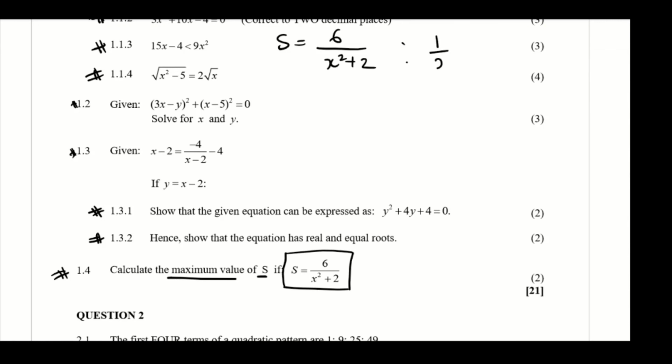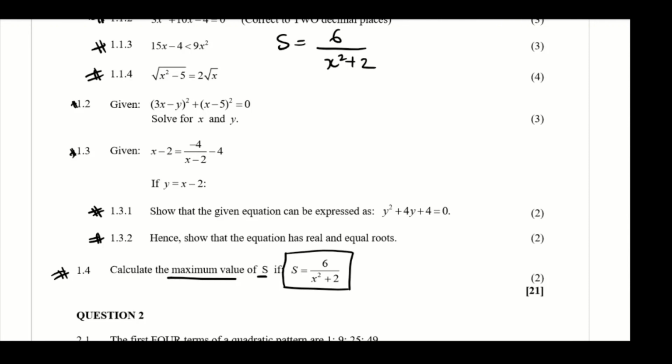If you have 1 over 2 and 1 over 4, which one is bigger? Which expression is bigger? This expression is bigger because the denominator is smaller, right? And the denominator here is larger. So the larger the denominator, the smaller the expression. So our aim in this problem is to make the denominator smaller, to have a larger expression of s.